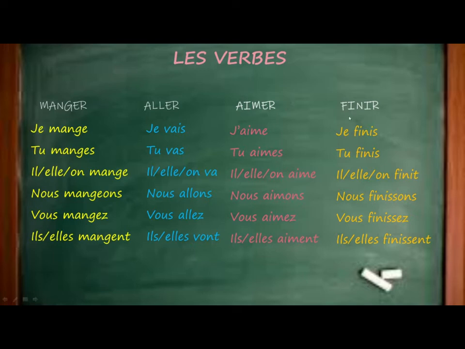And here we have the verb finir, which is a second group verb that ends with IR. The endings of an IR-ending verb are: is, is, it, it, issons, issez, issent. Normally for verbs like obéir, remplir, we conjugate the same way. Je finis, tu finis, il finit, elle finit, on finit, nous finissons, vous finissez, ils finissent, elles finissent.